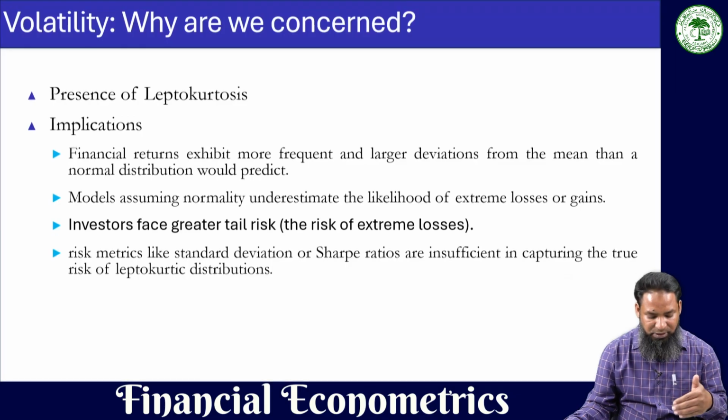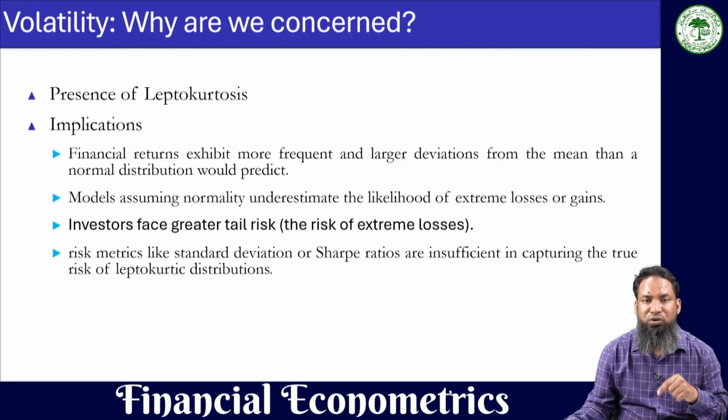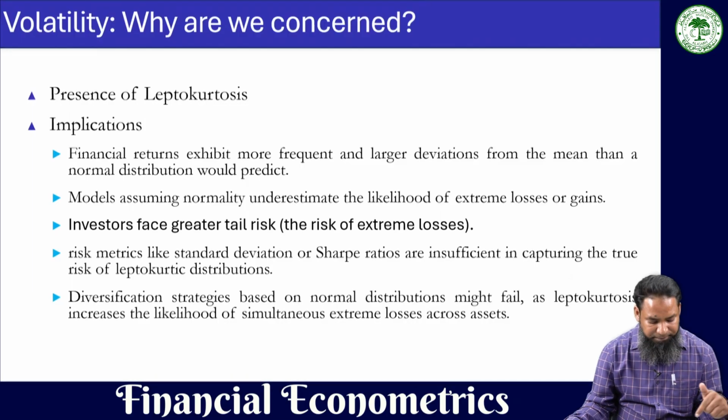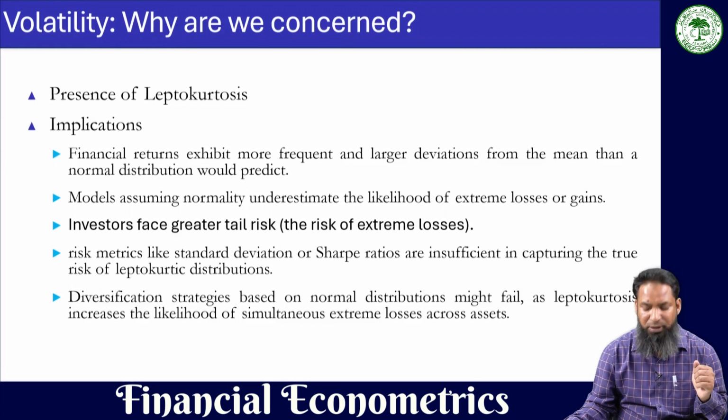Then risk metrics like the standard deviation or the Sharpe ratio are insufficient in capturing the true risk of a leptokurtic distribution, because these statistical measures assume that the variance is normally distributed, which is not the case here. Then diversification strategies based on the normal distribution might fail, and leptokurtosis increases the likelihood of simultaneous extreme losses across assets, so portfolio diversification may not work.